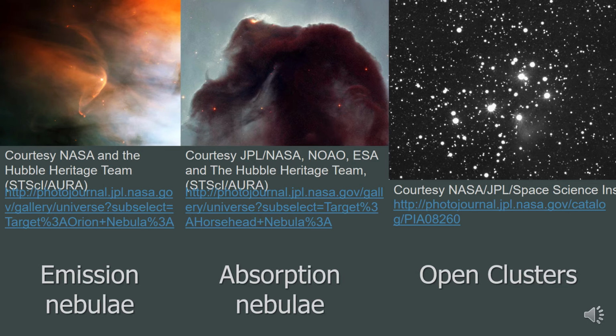Absorption nebulae are sometimes called dark nebulae, and they are so dense they absorb light from the stars behind them. Open clusters are a loose collection of young stars, like the Pleiades. In the emission nebula and the open cluster, the stars are young, as these objects are associated with the birth of stars.